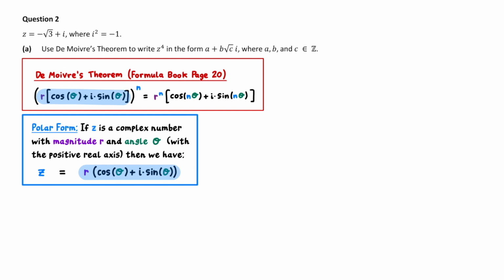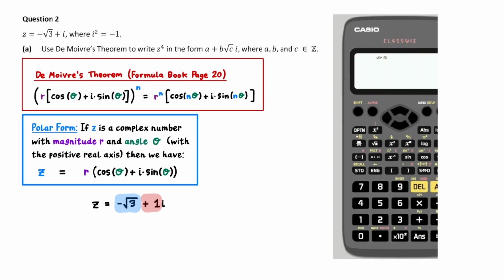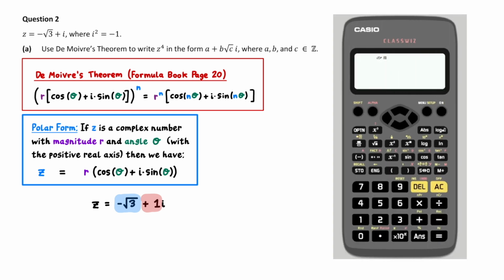Thankfully, we can use our calculator to convert z into polar form. We're told that z is equal to minus root 3 plus i. One way to write this would be minus root 3 plus 1i. This means that z has a real component of minus root 3 and an imaginary component of 1. So, how can we convert this to polar form? Well, I'll guide you through how to do it on the Casio calculator.